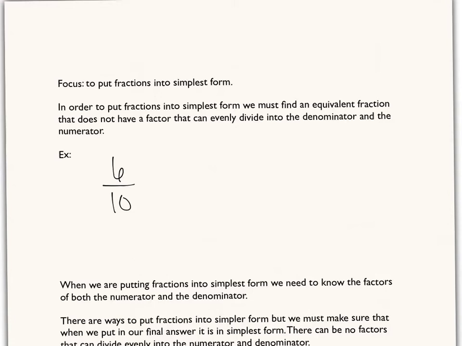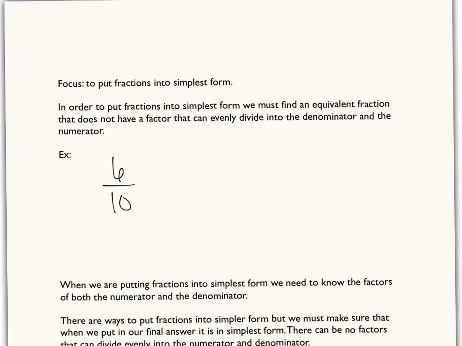The focus of today's lesson is to put fractions into simplest form. In order to put fractions into simplest form, we need to find an equivalent fraction that does not have a factor that can evenly divide into the denominator and the numerator. In order to do that, we need to look at both the denominator and the numerator and to know what the factors are.